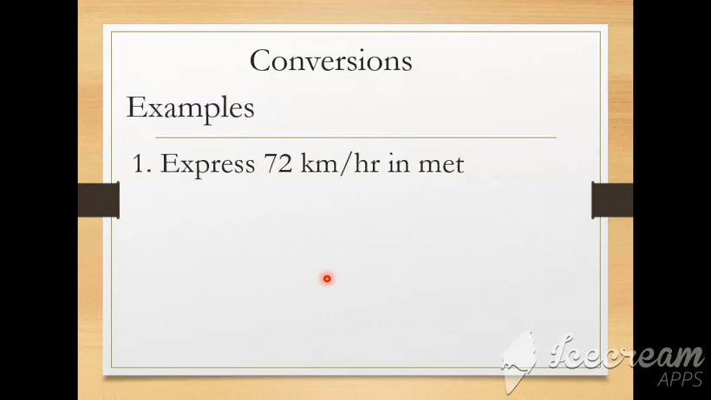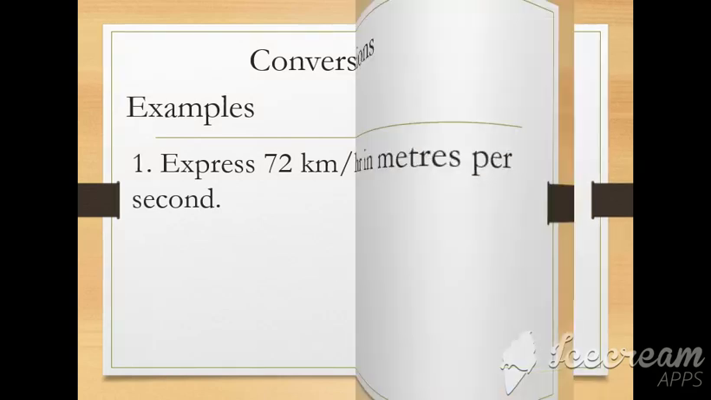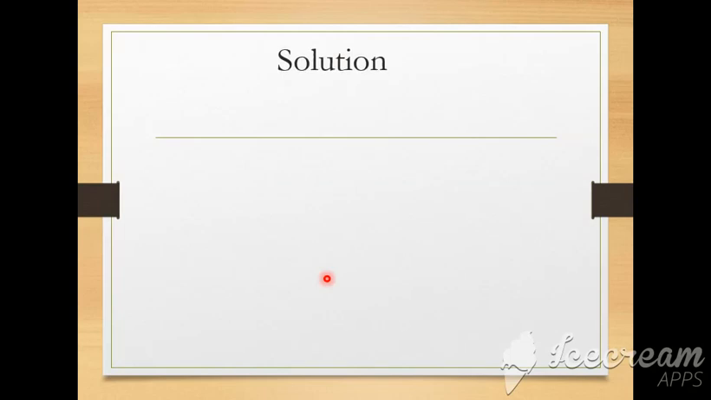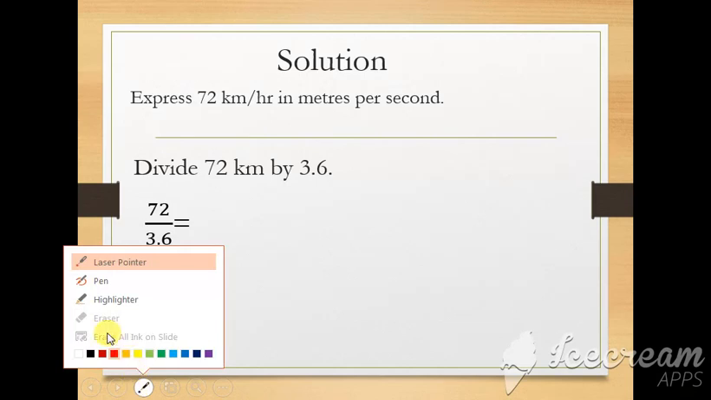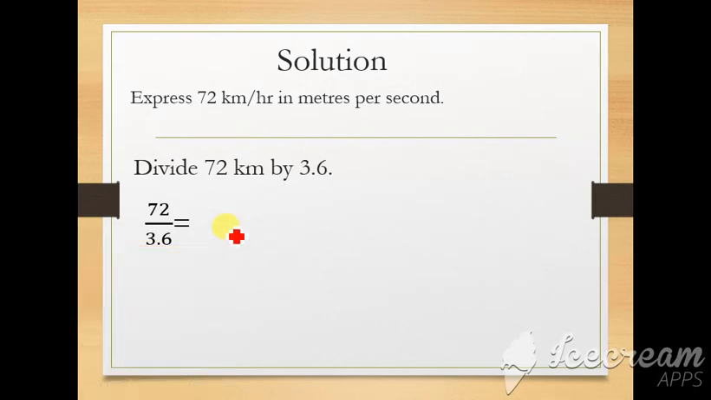Examples here. Express 72 kilometers per hour in meters per second. Let's see how we attempt that. So, of course, 72 kilometers per hour in meters per second. So we are getting smaller, so you divide by 3.6. Let's see what this looks like. Now look at this one. We have 72 over 3.6. I want to divide.